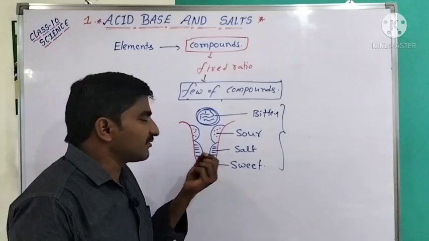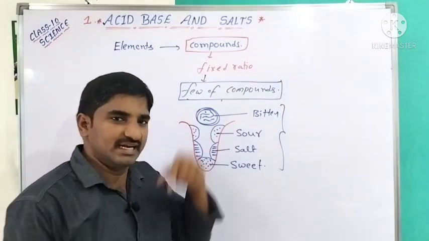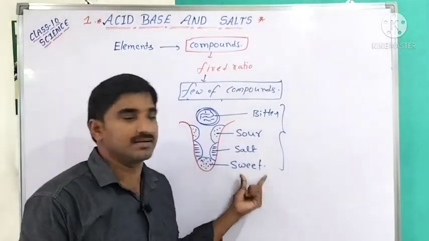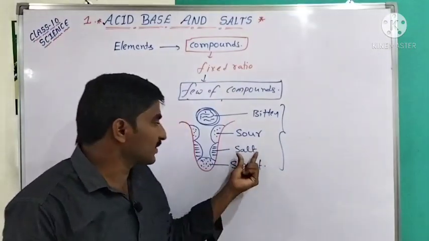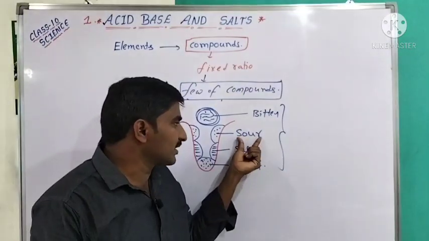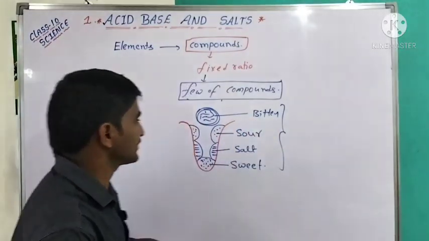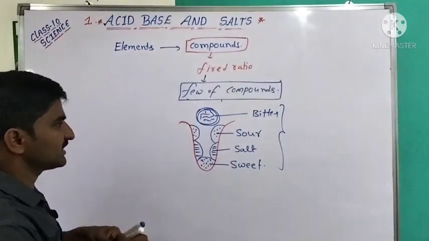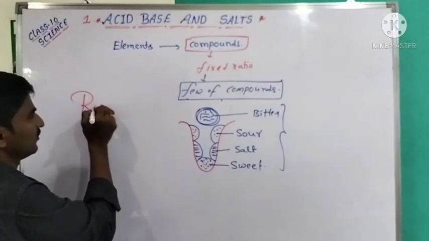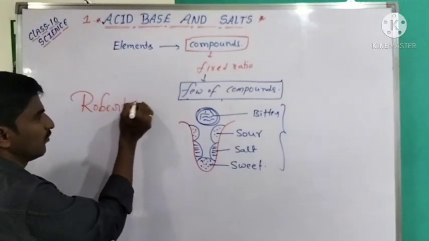Few compounds were tasted by human beings in the earlier days to find sweetness. Some compounds are sweet, some compounds are salty in nature, some compounds have a sour taste, some compounds have a bitter taste. So the classification was given in the earlier days. Who is the scientist? Robert Boyle.